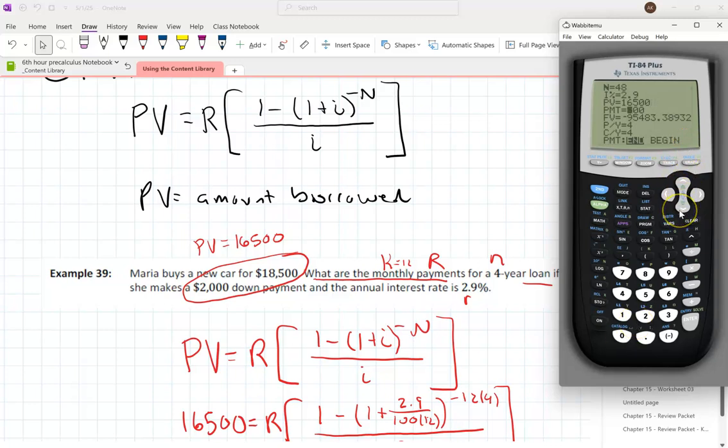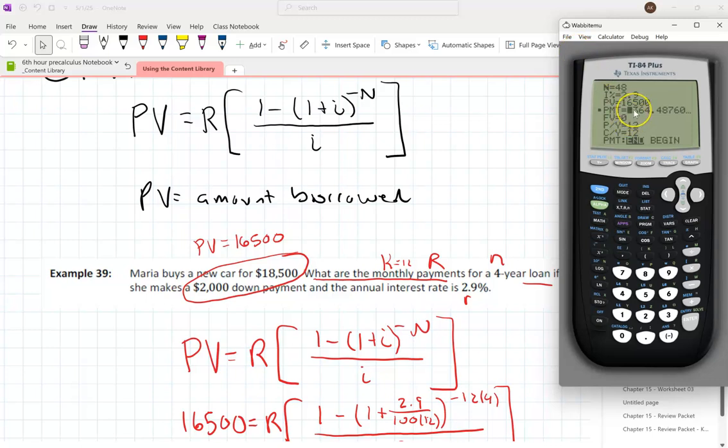The payment is what we're going to be looking for. The future value is basically what I'm going to owe, which should be 0, right? We're paying this loan down to 0. And 12 payments and compounds per year. And then we'll move to the payment and do alpha enter. And there's my 364.49. It's negative because that's money that I'm going to be paying out, leaving me.